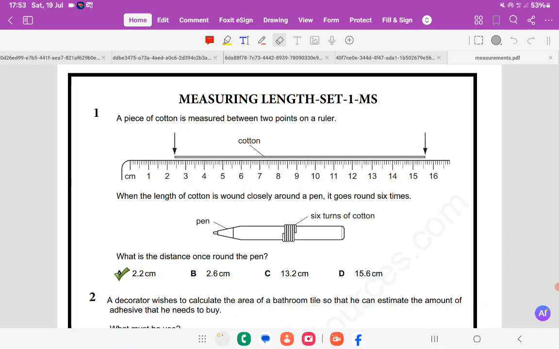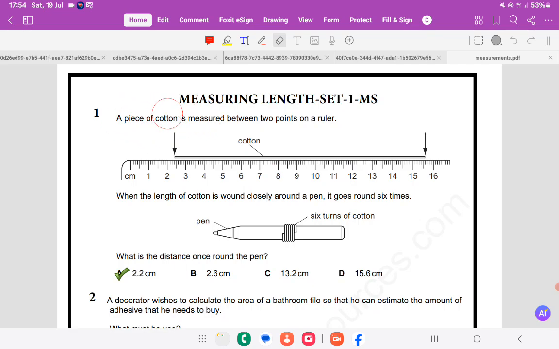This happens to be the first topic in your IGCSE Physics. Alright, so we're going to look at different questions based on measuring length. Okay, so without further ado, let's look at question number one.